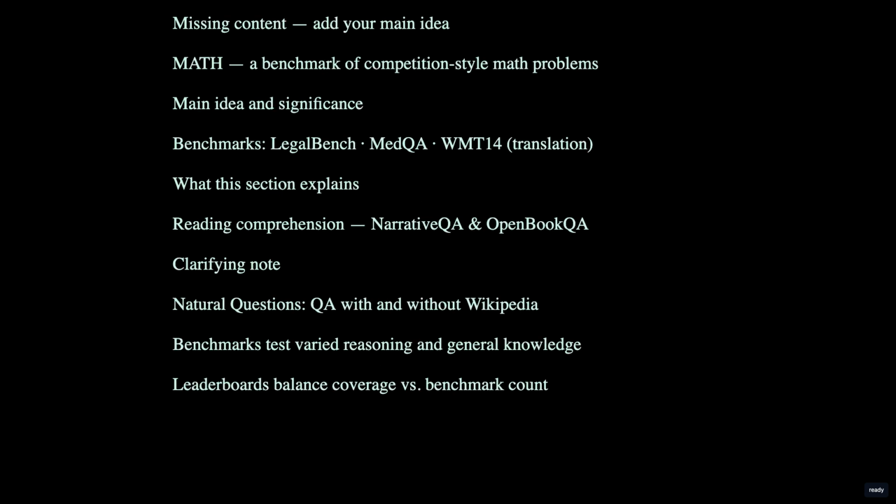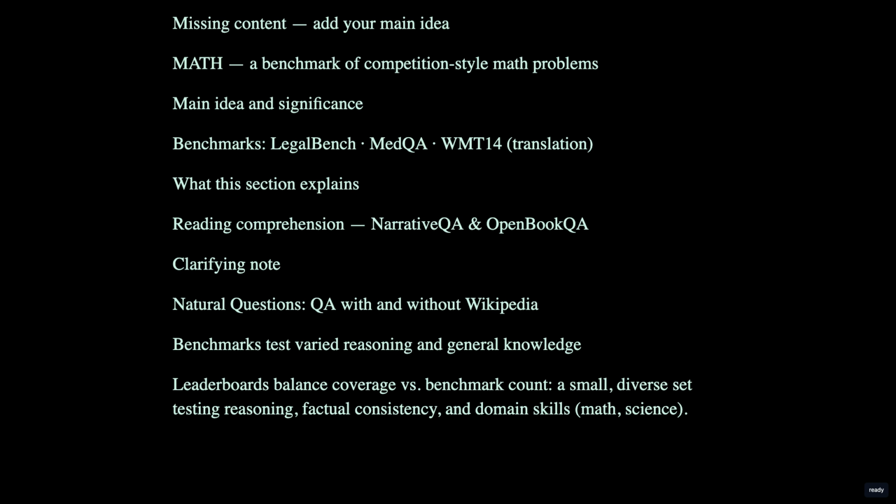Public leaderboards try to cover many capabilities while remaining practical. They pick a compact set of benchmarks that together probe core skills: reasoning, factual consistency, and domain-specific abilities like math and science. So the leaderboard score reflects multiple strengths and weaknesses.